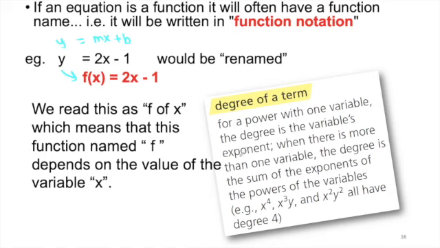And then just a reminder, the degree of a term for a power with one variable is the variable's exponent. When there's more than one variable, the degree is the sum of the exponents of the powers of the variables. So here, x^4, x^3 y, and x^2 y^2 all have degree 4. x^4 is just x^4, x^3 y has a 1 there, so 3 plus 1 is 4, and then 2 plus 2 is 4, okay?